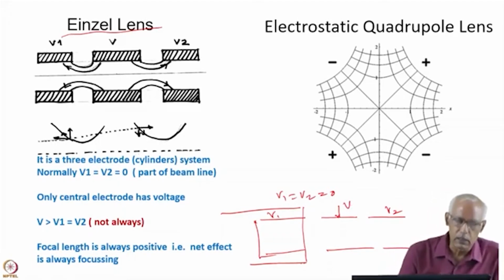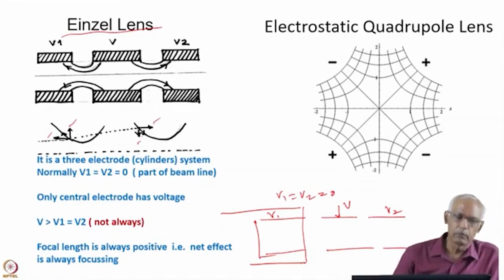You can see how this works. You can see the field lines here, and at any point, for example here, there will be a force in this direction, and this will have 2 components, one in this direction and the other in this direction. Similarly here there are 2 components, and they will be responsible for focusing the beam.